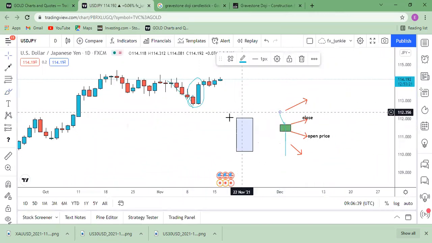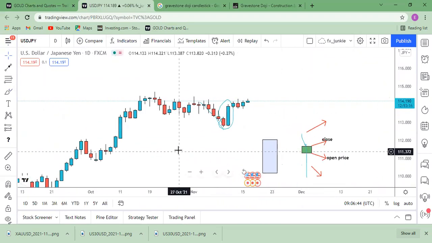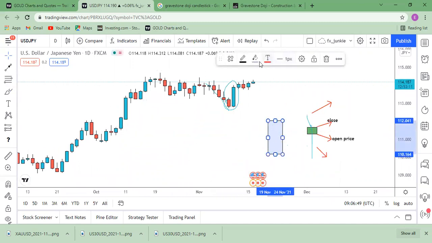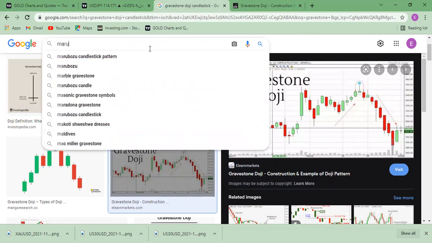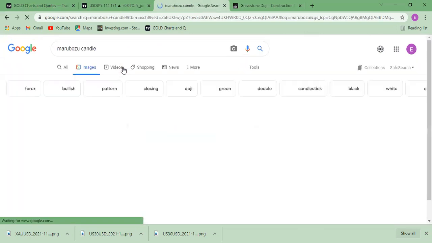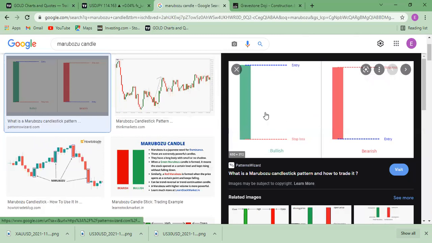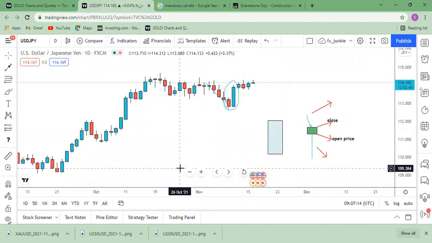And then this I say is a marubozu, a full momentum candle. A marubozu is a full momentum candle. Right? It's called a marubozu candle. See, that's a full momentum candle. It's a bullish marubozu, and you get a bearish marubozu. But in this case, we're talking about a bullish marubozu. It's a green candlestick.